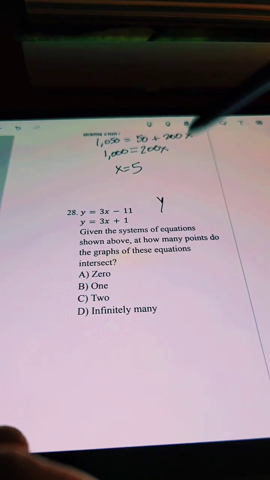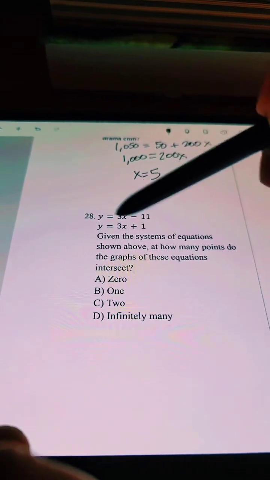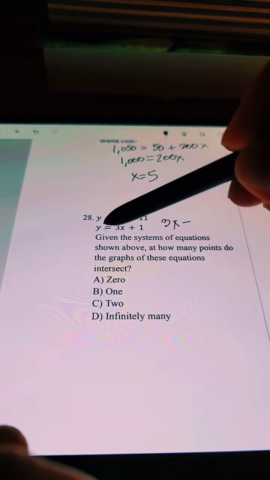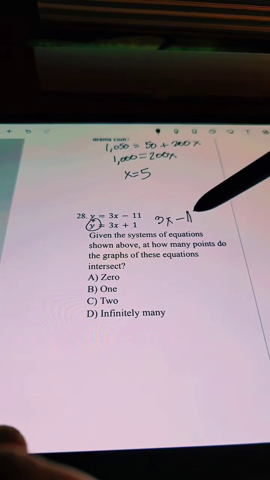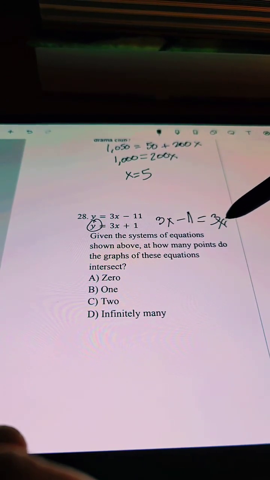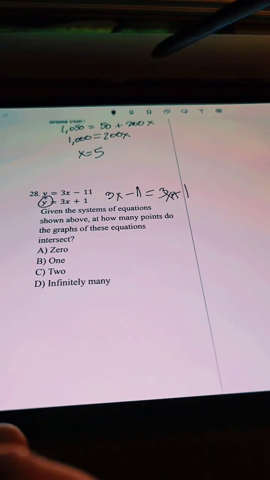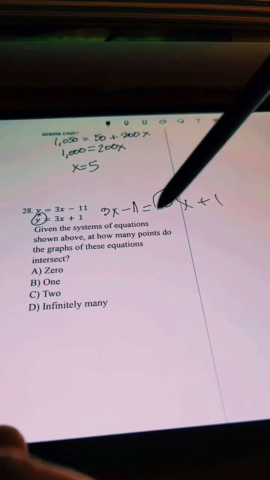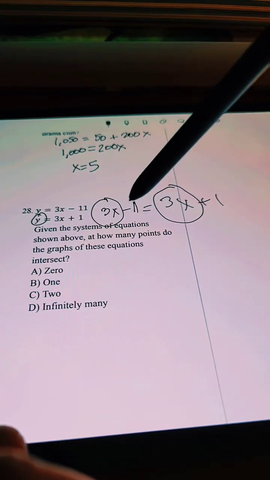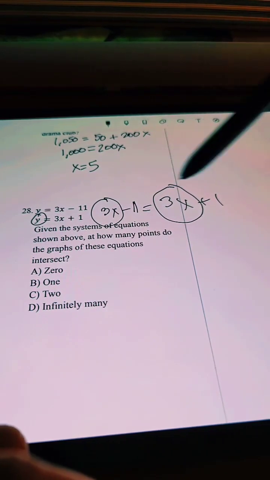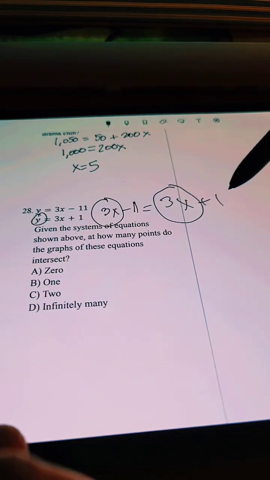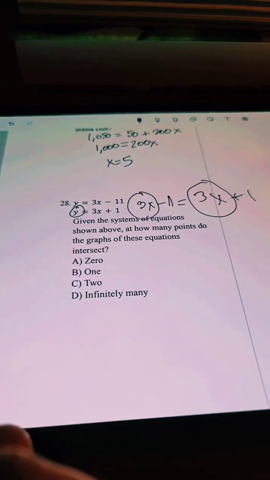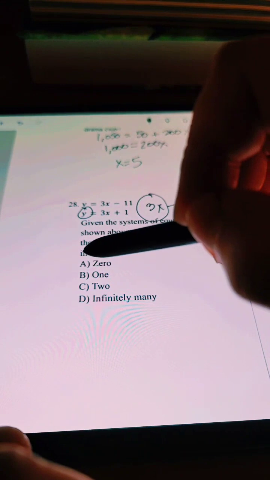You could also just set these equal to each other because they're both saying y is equal to this. You could say since y also equals 3x minus 11, I'm going to plug that in for y right here. And I'm going to say that's 3x minus 11 is equal to 3x plus 1. That was terrible handwriting. Hold on. And then you see that it's an impossible situation because you're expected to get the same exact number when you're subtracting 11 from the same value as when you're adding 1 to the same value, which will never happen. So that's impossible. So there would be 0 solutions or 0 points of intersection. So A.